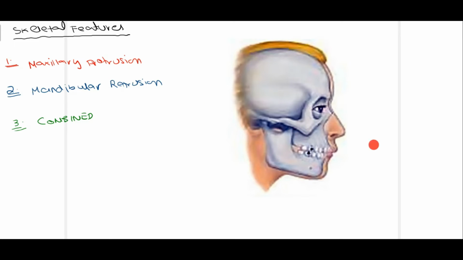Either we can have maxillary protrusion, or the maxilla can be normal, or we can have mandibular retrusion, or the mandible can be normal. So when we have anomalies present in both the maxilla and mandible, this is known as combined cases, where there is a problem in the maxilla as well as in the mandible. It depends on the patient.